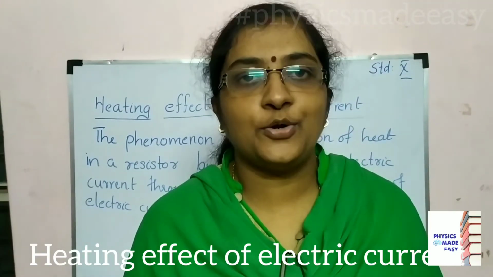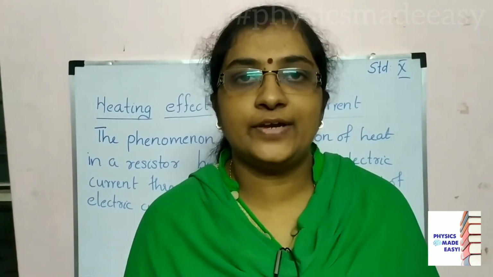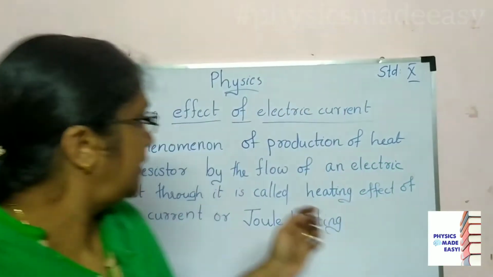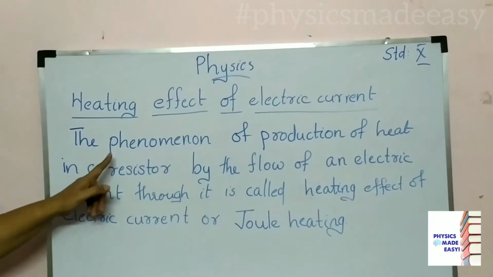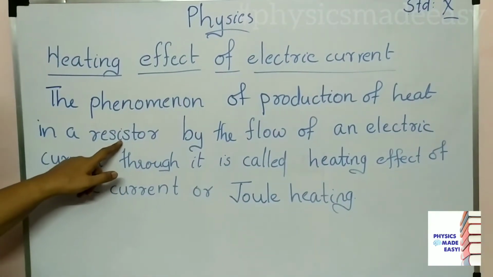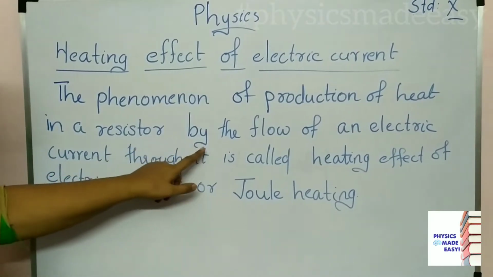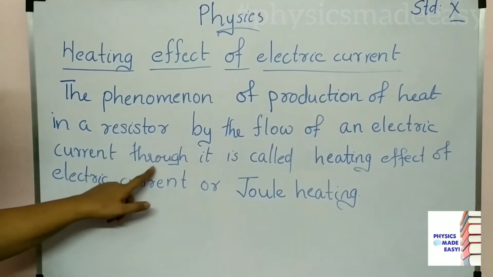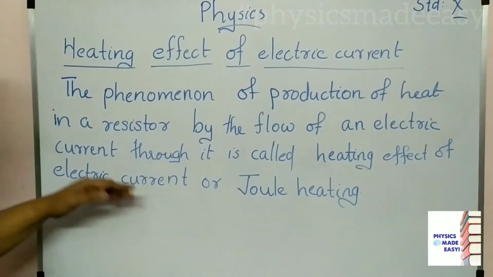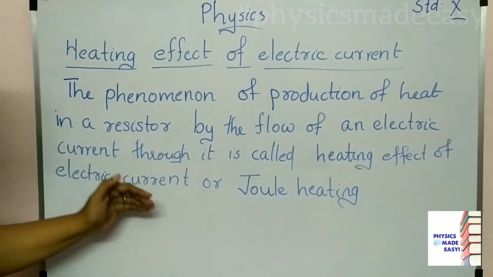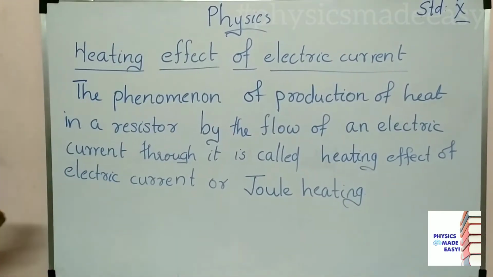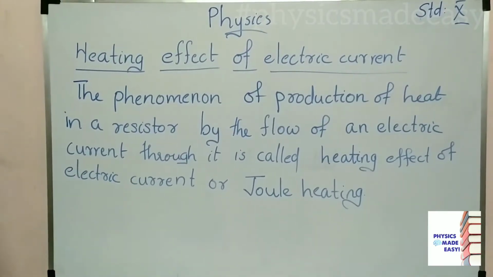Students, today we are going to discuss heating effect of electric current. Let us see what is that effect. Here you can see the phenomenon of production of heat in a resistor by the flow of an electric current through it is called heating effect of electric current. We can call this by using another name, that is Joule heating, that is named after the scientist James Prescott Joule.